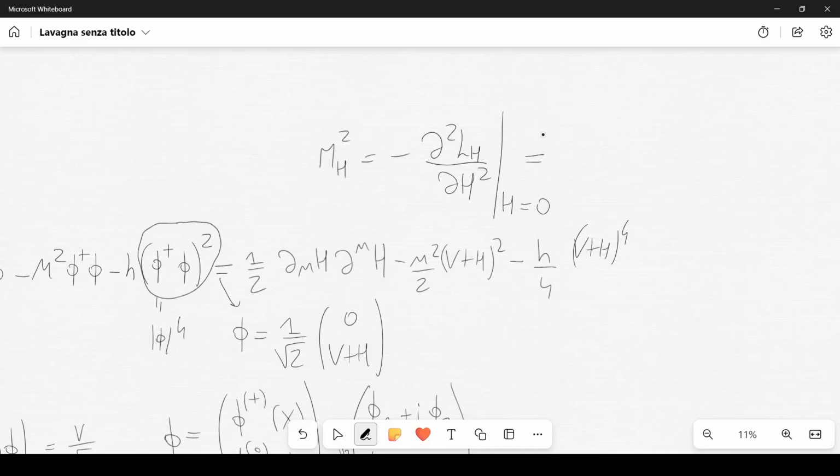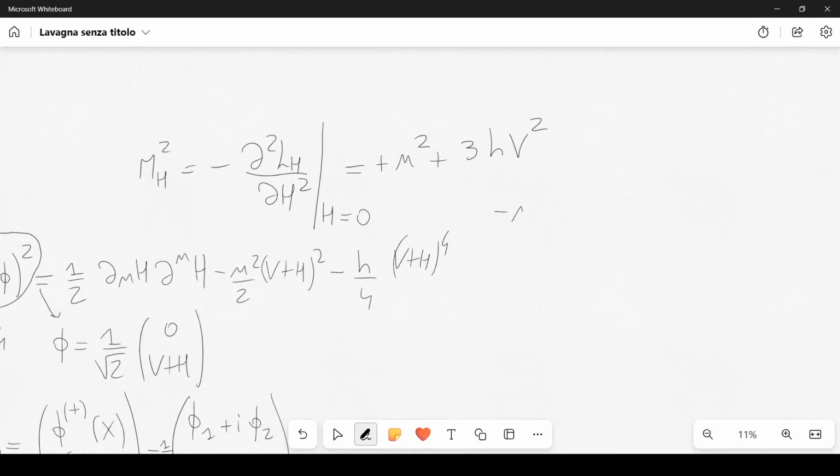So if you do the computation here, you're going to get the following: plus μ squared plus 3λv squared. And remember that minus μ squared is equal to λv squared. So this is equal to 2λv squared. And therefore, m_H, the mass of the Higgs boson, is equal to the square root of 2λ times v, like this.